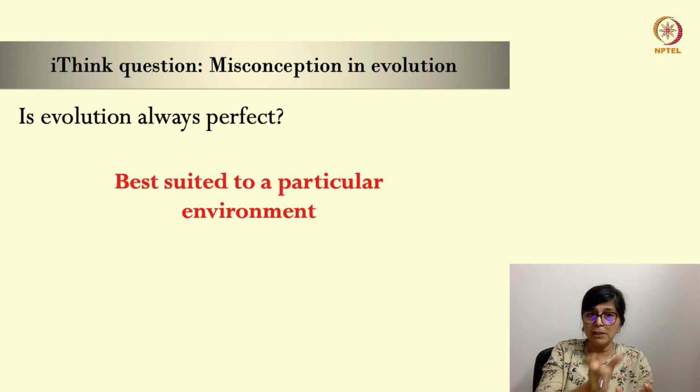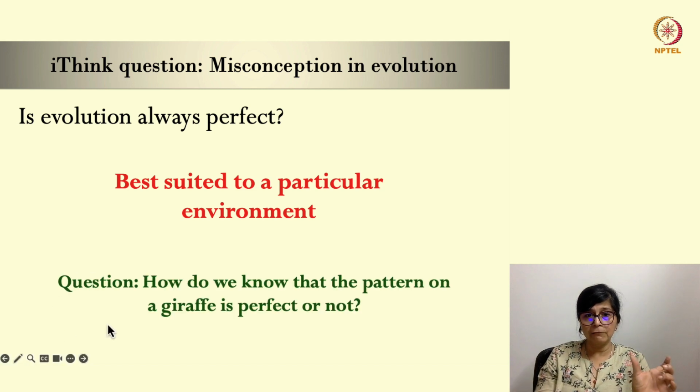One organism which is best suited in India, if you take that organism to the US, may or may not be best suited in that environment. It may die. So how is it suited to that environment? It makes more sense. So my question for you to think about is: how do we know that the pattern of the giraffe is perfect in that environment or not?